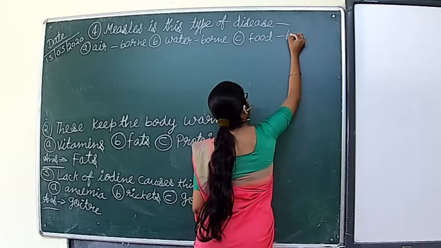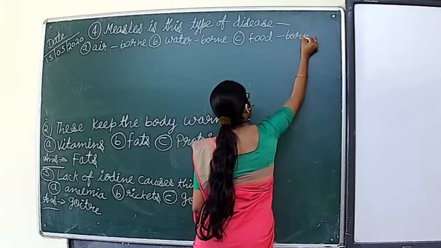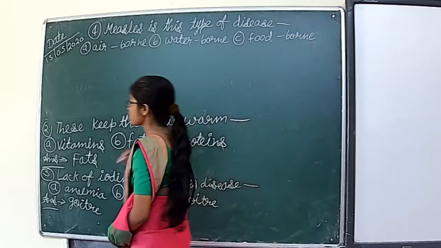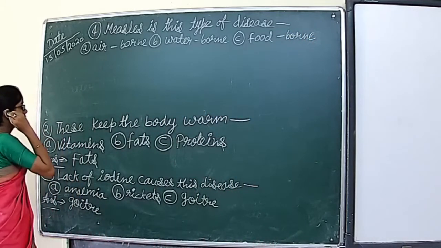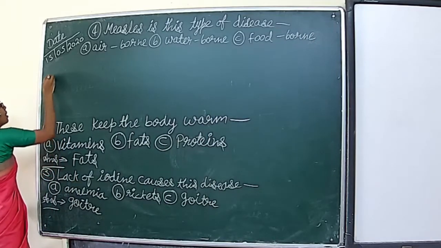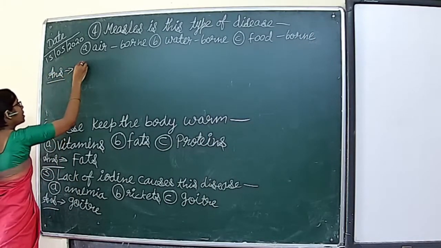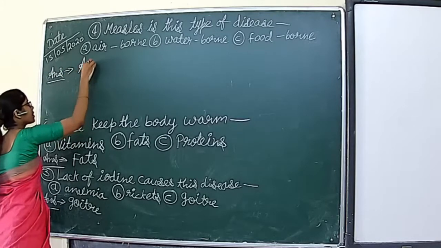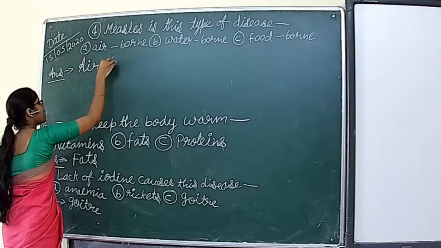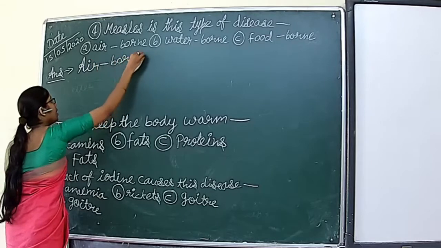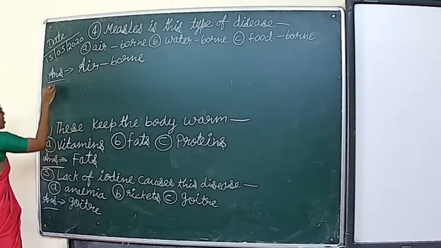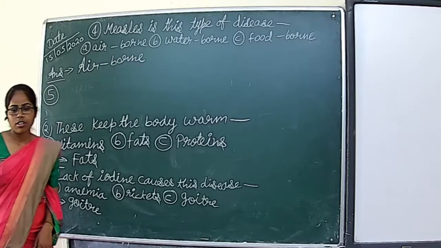And what is the correct answer for this question? Measles is which type of disease? The correct answer is airborne disease. The first option is correct. Airborne disease. Now, moving to the next question, question number 5.